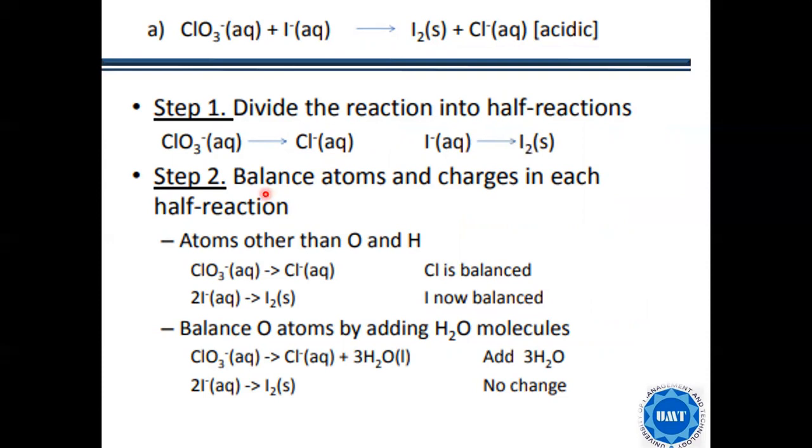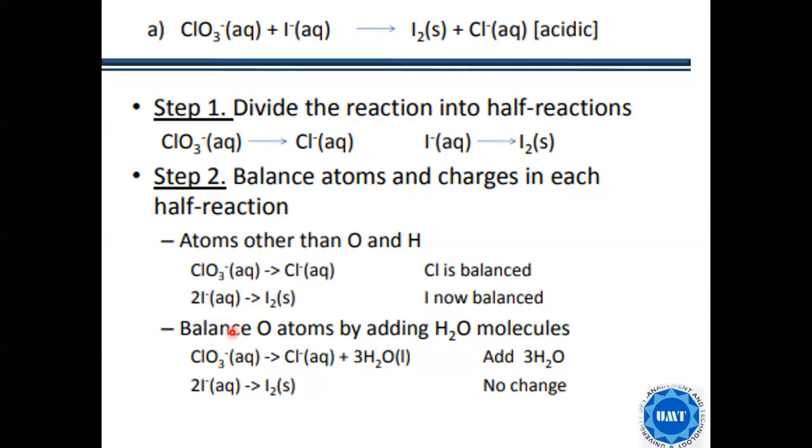So in the second step, we have to balance the atoms and the charges in each half reaction, atoms other than hydrogen and oxygen. So this is the chlorate ion and this is chlorine. Chlorine is already balanced, and iodine is balanced by putting the coefficient 2 right over here.